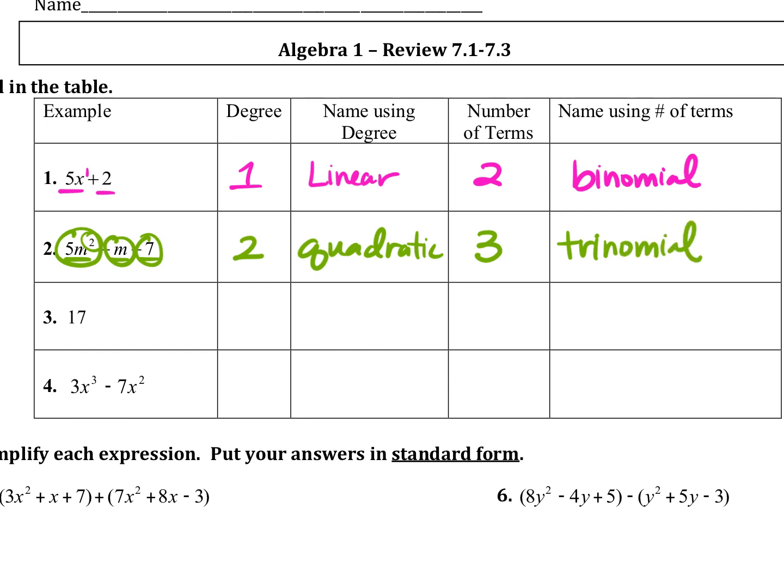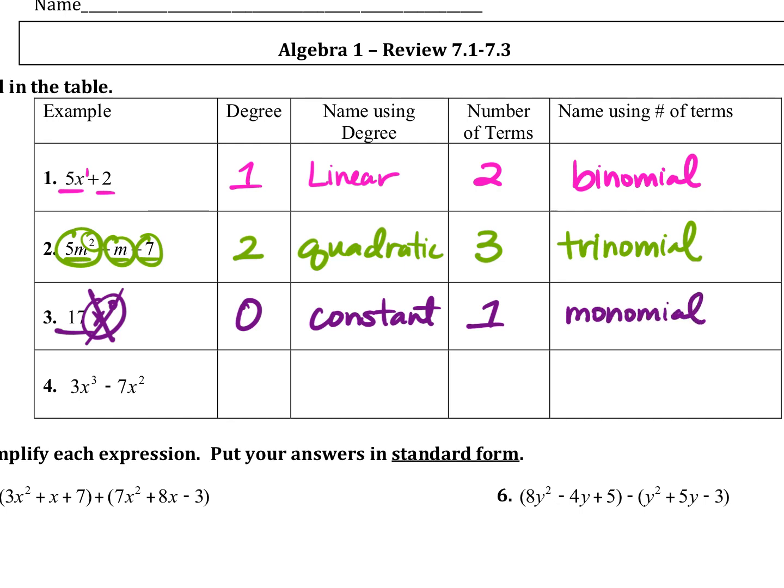Okay. This one, what's the degree? 0. It's like saying 17x to the 0 power. This is 1, so it goes away, right? So your degree is 0. What do you call that? That is constant. When there is no variable with it, it's called constant. How many terms is that? That is 1 term, and we call that a monomial. Okay.